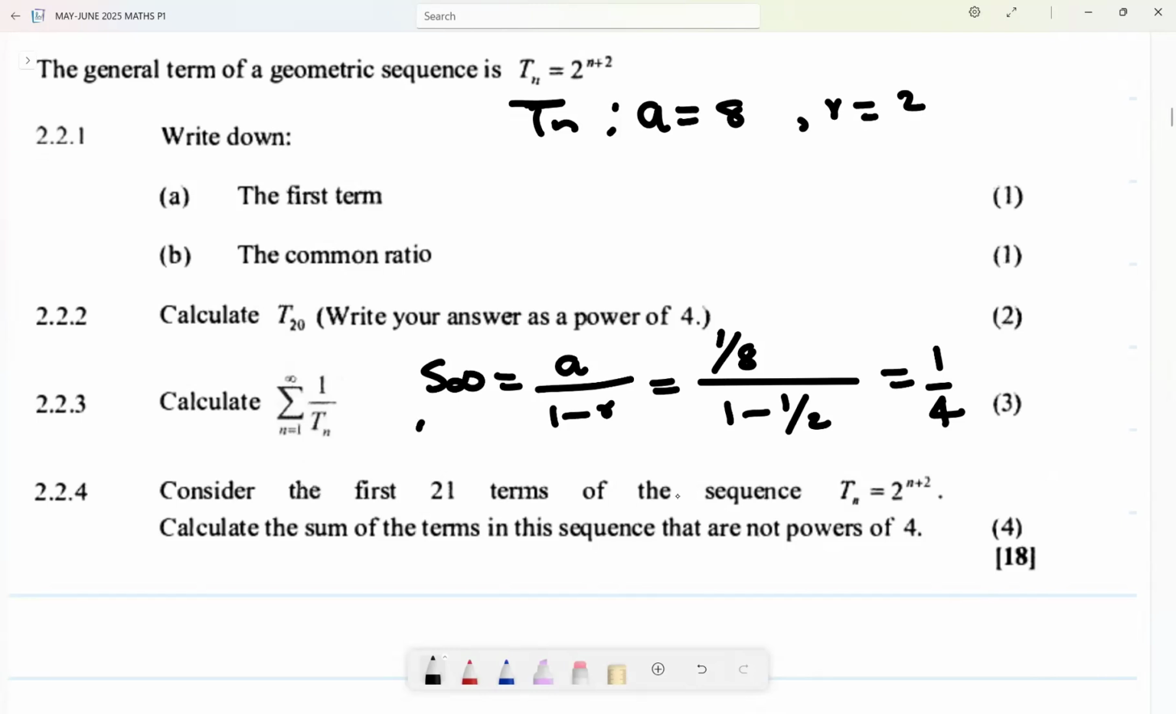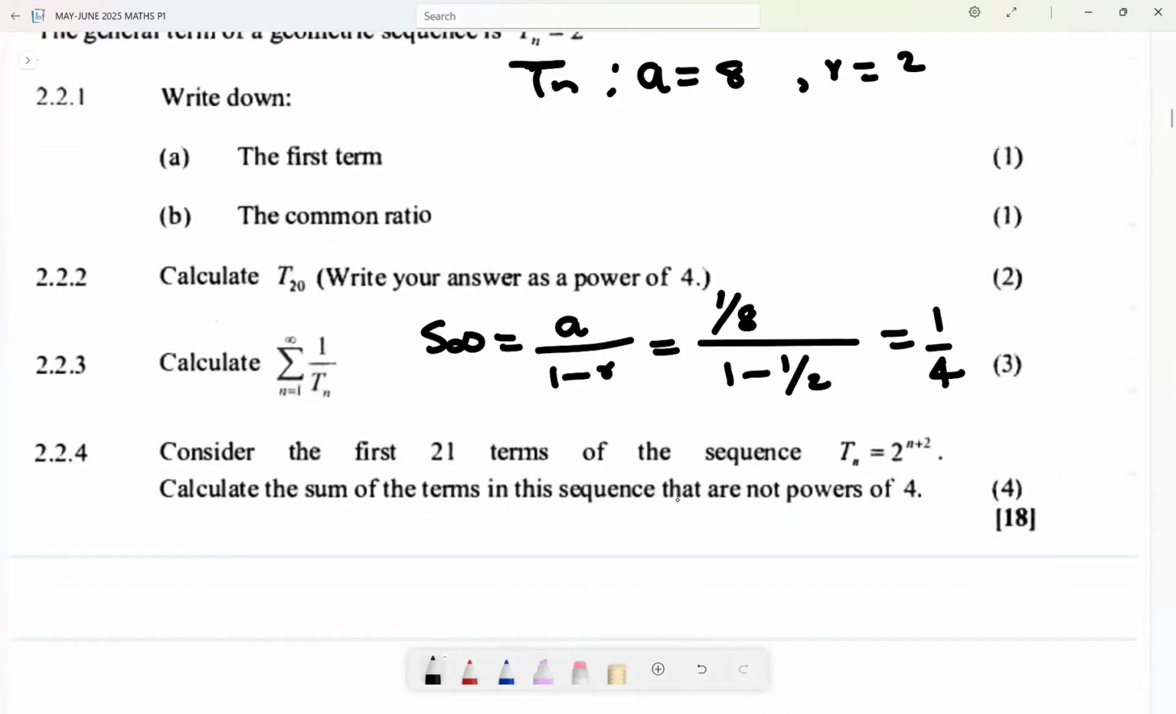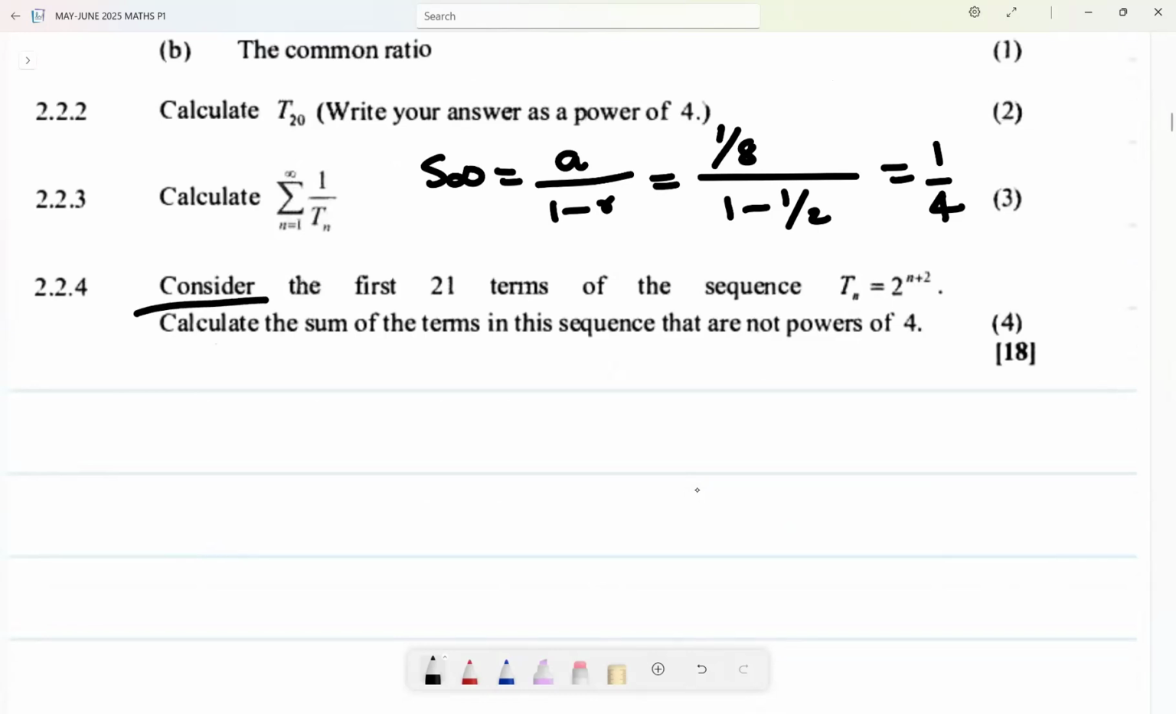Fine, guys. The interesting one says now to us, calculate the first 21 terms of the series. I'm lying. Consider the first 21 terms of the sequence, this one. And then what about them? Calculate the sum of the terms in this sequence that are not powers of 4. How? That are not powers of 4.